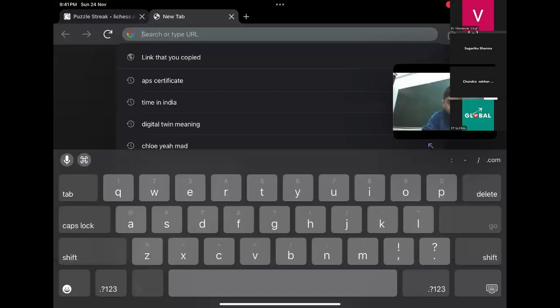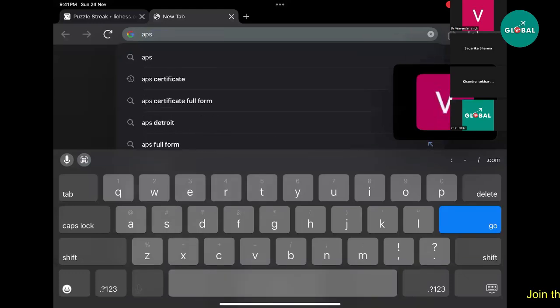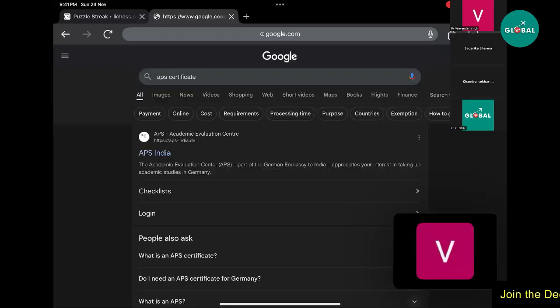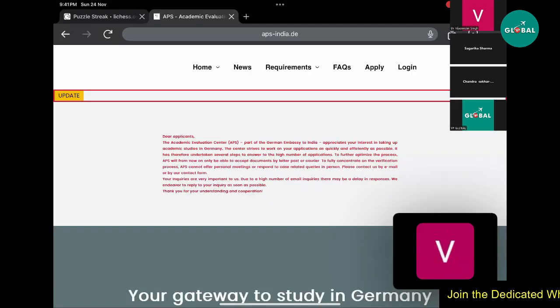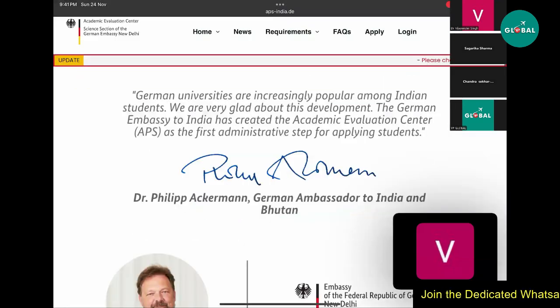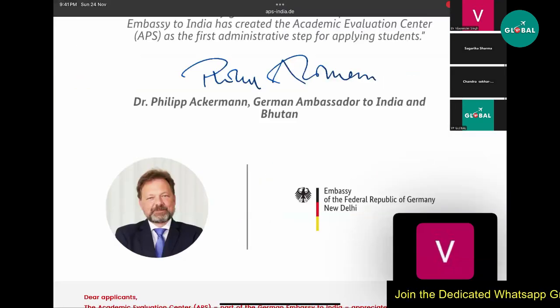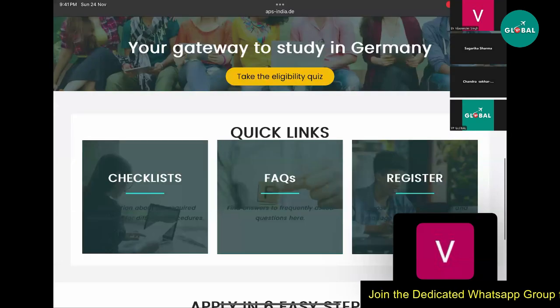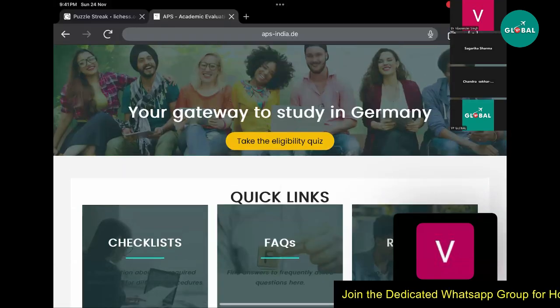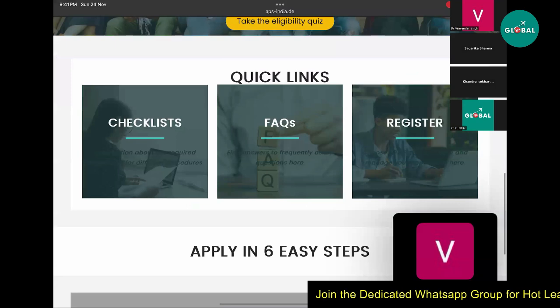So we're looking for the APS certificate. This is their official website, and it is totally India specific. You can see a lot of stuff here, but you don't have to read anything. Just go below. If you want, you can take the eligibility quiz, but again, it is just standard stuff.